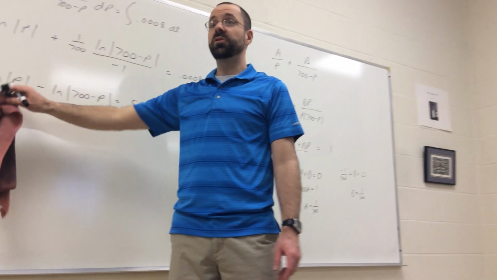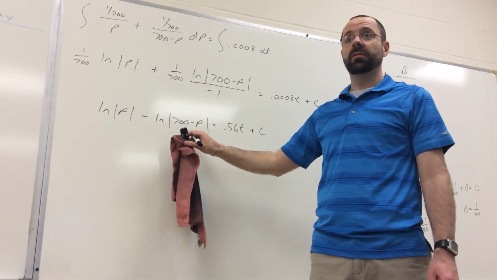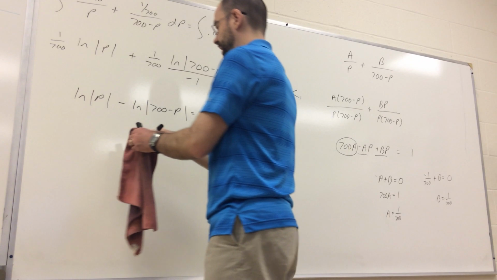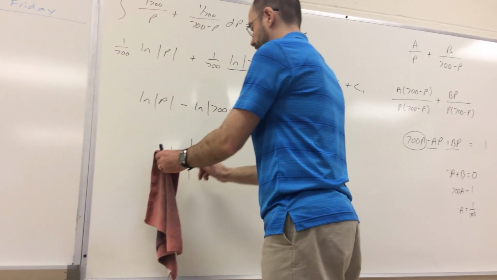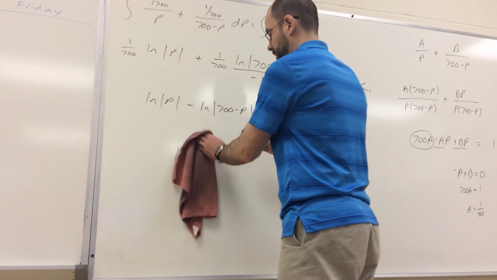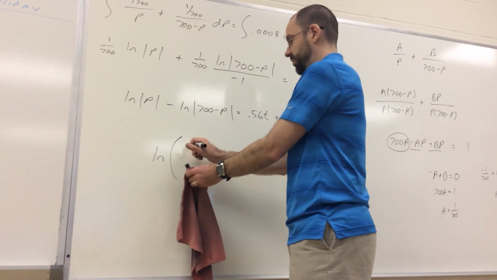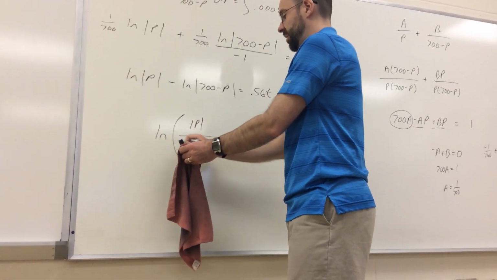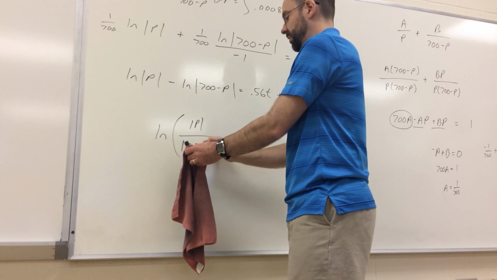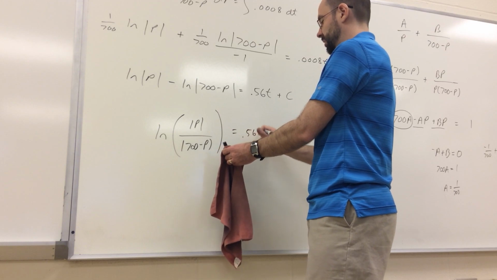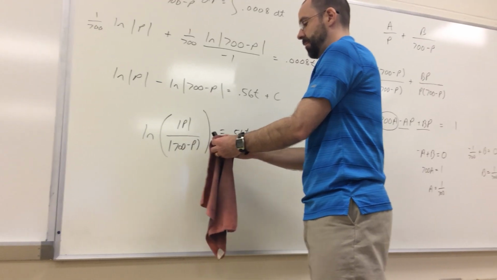Okay, now what can I do with two logs subtracted? I can combine it into one log and divide, right? So I've got the natural log of the absolute value of p divided by the absolute value of 700 minus p equals 0.56t plus c.